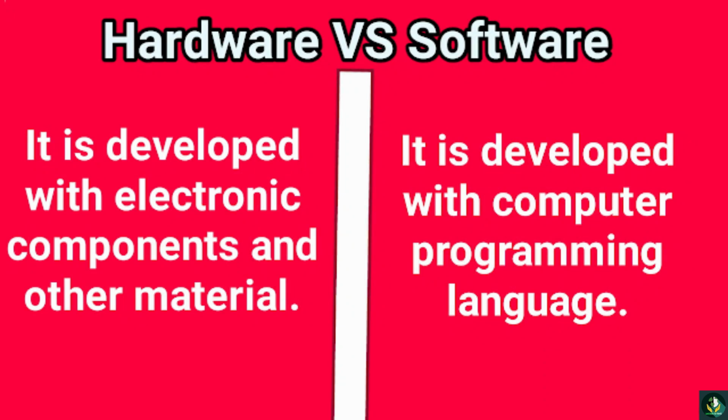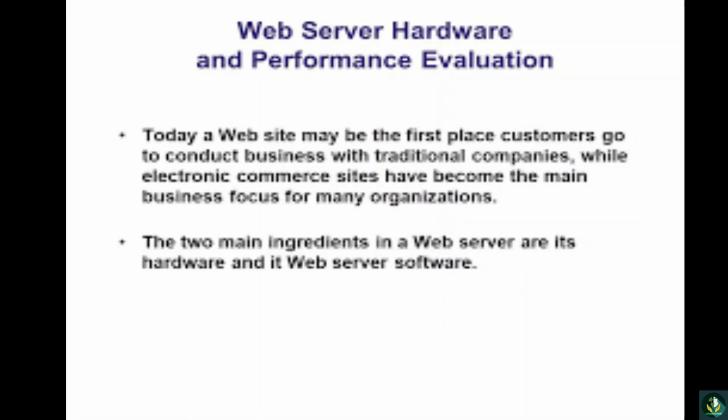So, hardware versus software. Hardware is developed with electronic components and other material, and software is developed with computer programming languages. Linux, for example, is software, an operating system, or any game or any tools, any hacking tools, anything made by a developer is called software, and hardware is made by electronic components, which is a machine.